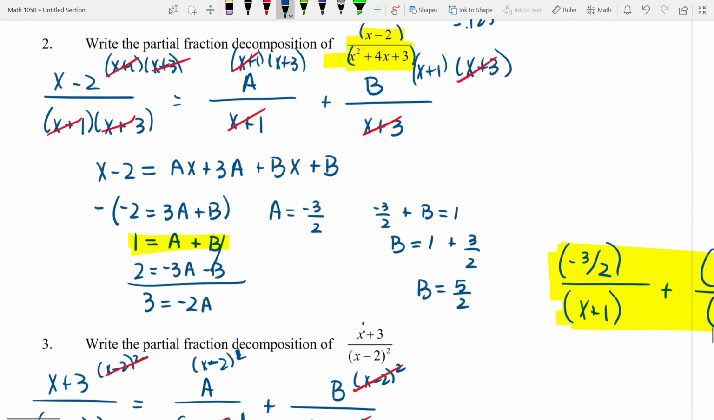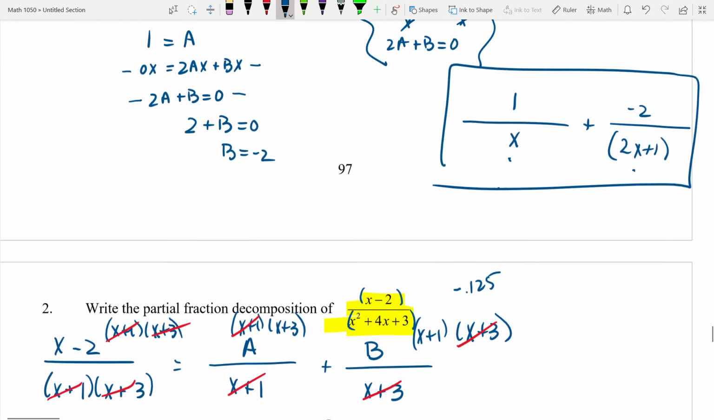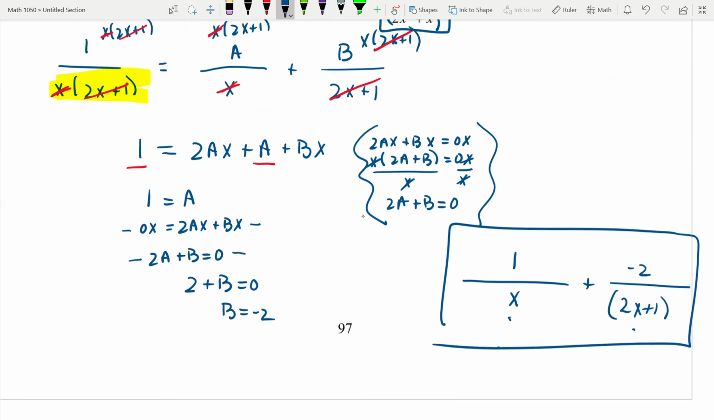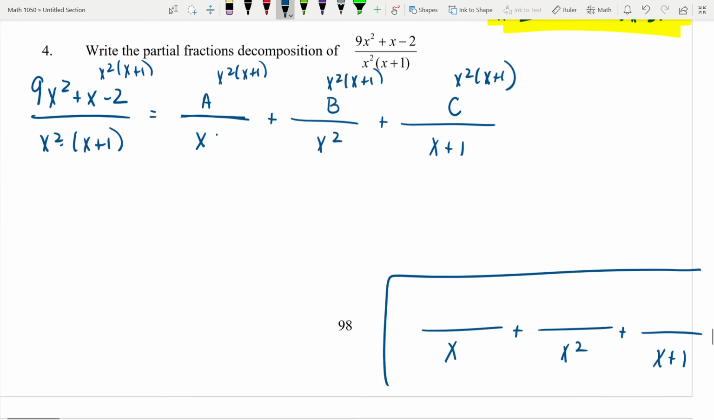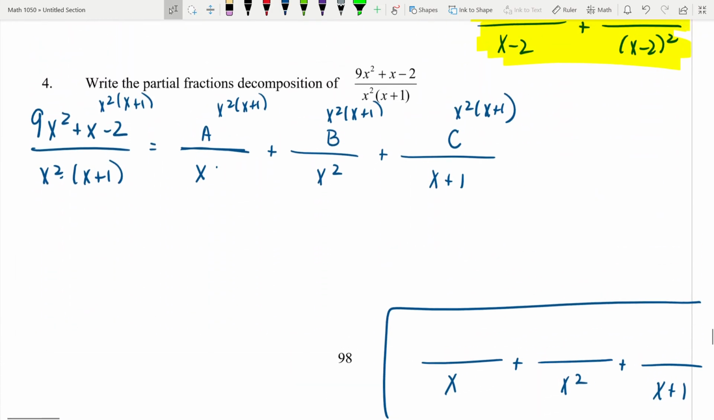Over here, everybody freeze right here, look. X plus 1, x plus 3, nothing squared. So I just go plus 1 plus 3. Right here, nothing squared. So I just have an x and a 2x plus 1. Okay? All right, so back over here. Now let's cancel. So this x squared cancels with this x squared. This x plus 1 cancels with this x plus 1. So I have 9x to the second plus x minus 2 equals.